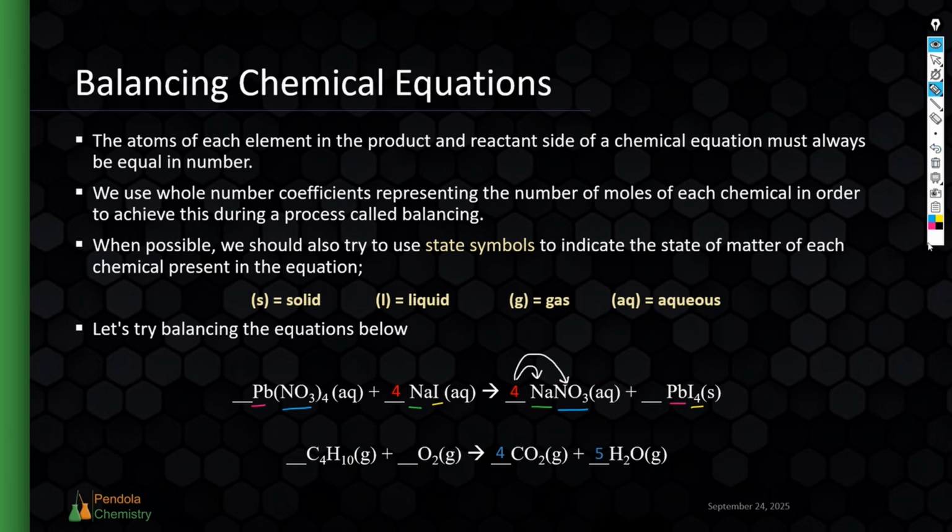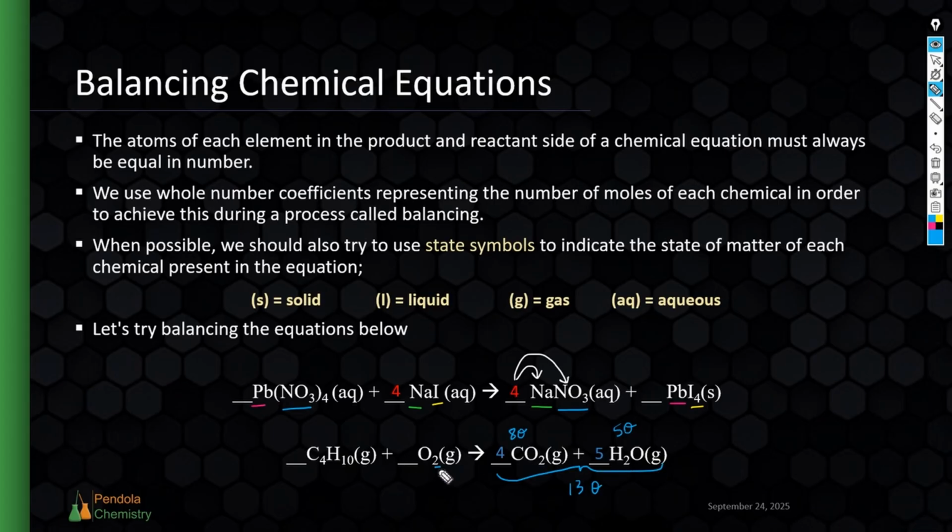Now, let me use a different color. 4 times 2 is 8 oxygens. 5 times 1 is 5 oxygens here. Let me put a little loopy so we don't confuse this for zeros. So we have 8 plus 5, that's 13 oxygens in total on the product side.